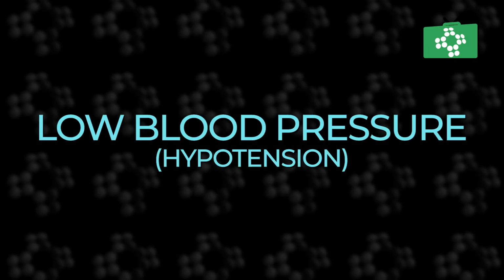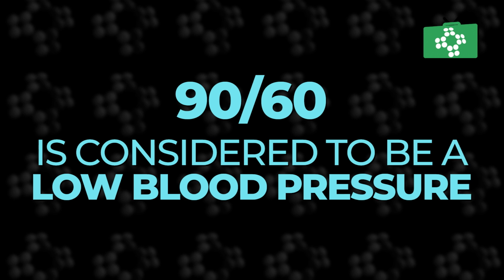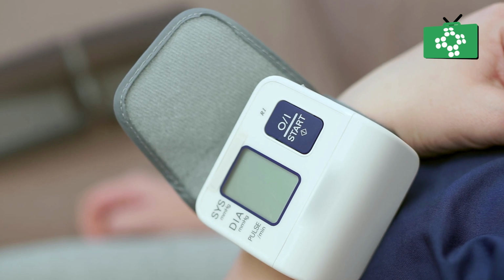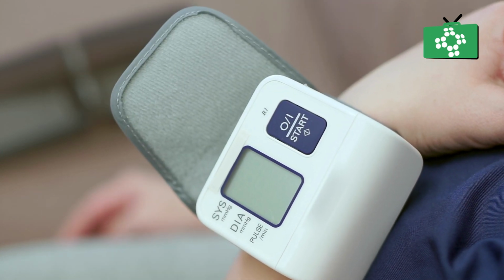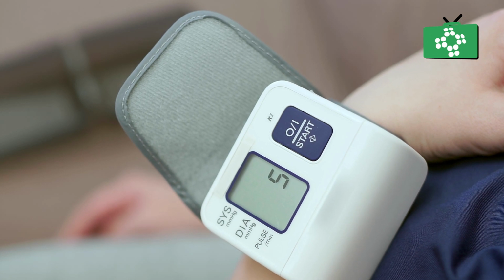Low blood pressure, also known as hypotension, is a condition when the blood pressure is consistently low. It's defined as blood pressure readings of 90/60 or lower. Low blood pressure can cause a person to feel dizzy or lightheaded. It can also lead to fainting. While low blood pressure is not usually a serious problem, it can be a sign of an underlying health condition that needs to be addressed.